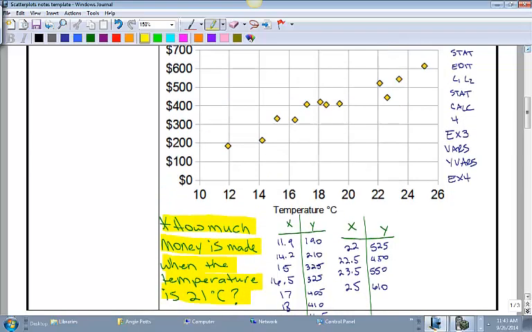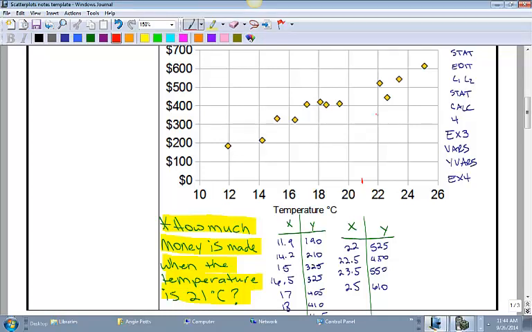Well, normally you would come up here and you would look on your table or on your scatter plot and you go, okay, 21 degrees is right there, and so you would read up to the graph and you'd say, oh, well, this is how much money is made right here. The only problem is there's no data point right there to give us that information. You could make a pretty darn good estimate. If it was a multiple choice test, you'd probably figure it out.